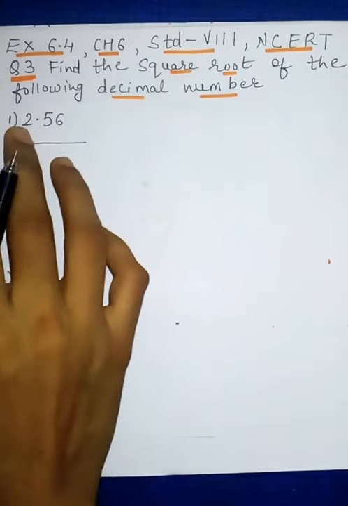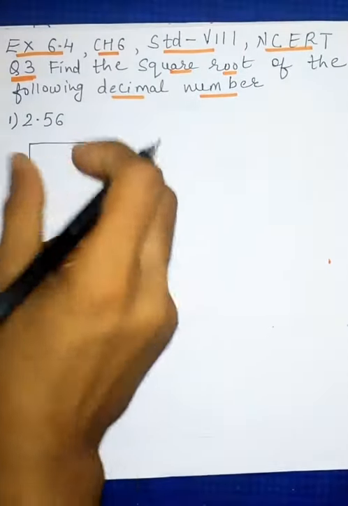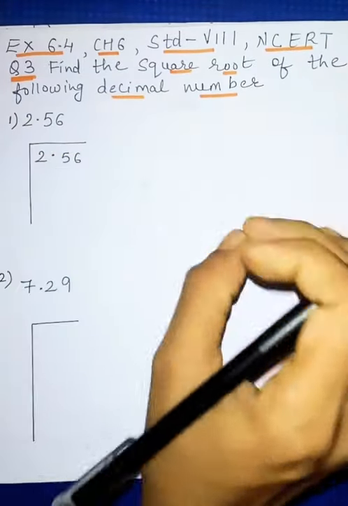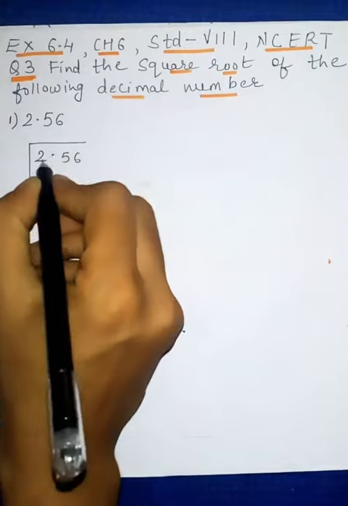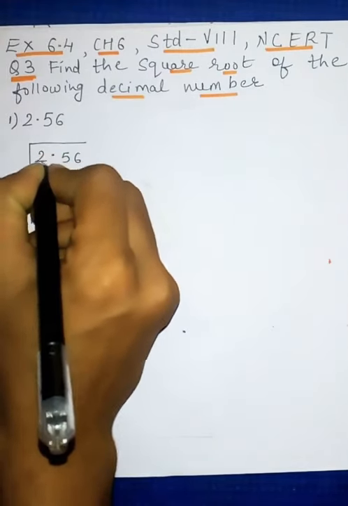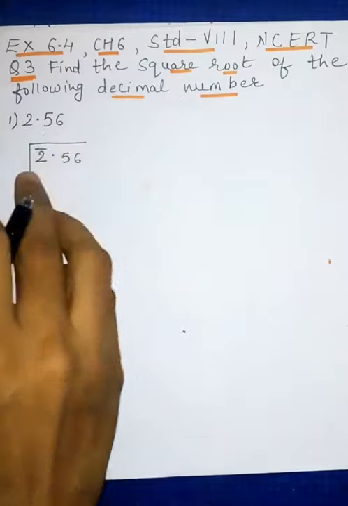So first one is 2.56. So we will start, okay? First we will write 2.56. As I told you, before the point, whatever digits are given, there we will put the bar. Here only one digit is there, so this way we will draw the bar.